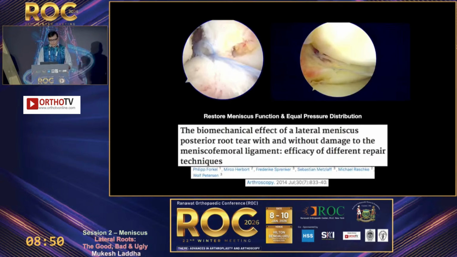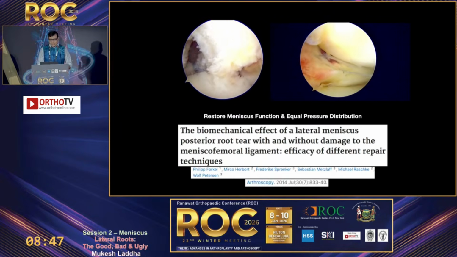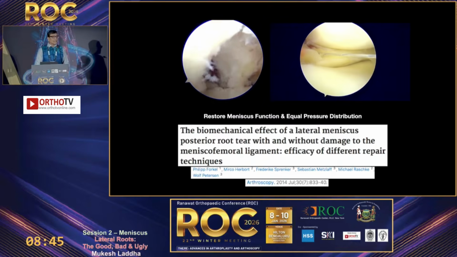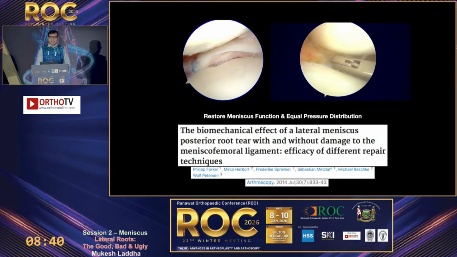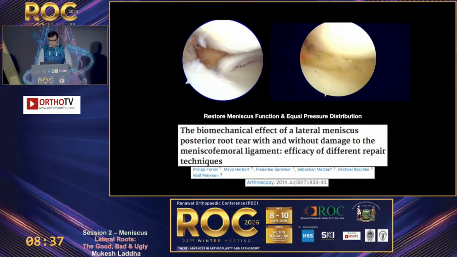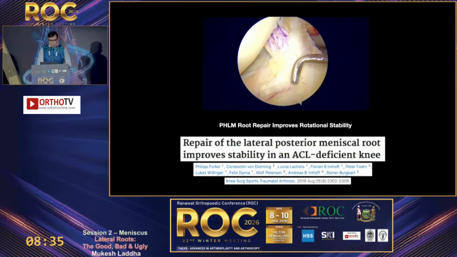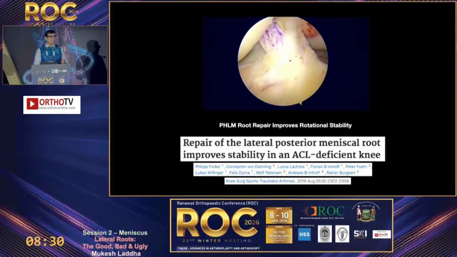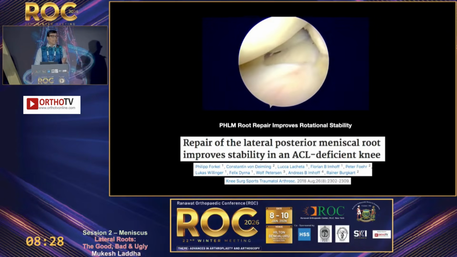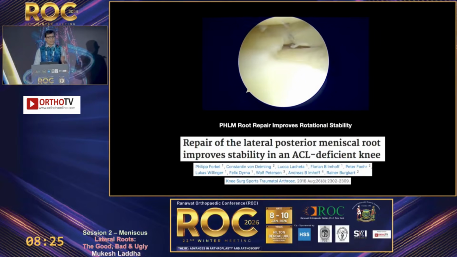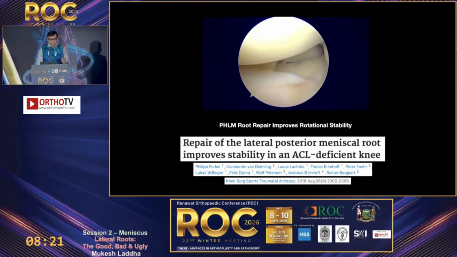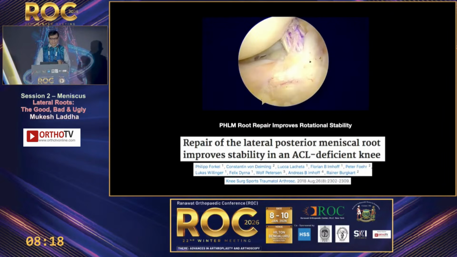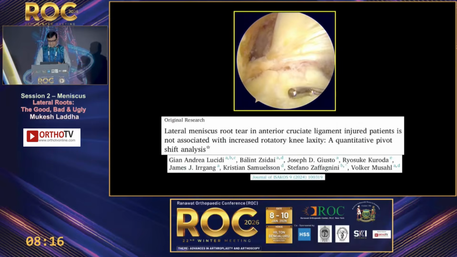What are the functions of the root? We all know that the roots not only restore the meniscus functions, but also help in equalizing the pressure distribution, and hence we need to repair the root, whether it's a medial or a lateral meniscus root repair. The posterolateral meniscus root also helps improve rotational stability, as well as helping the ACL graft mature, because posterolateral meniscus root tears are usually associated with ACL tears.